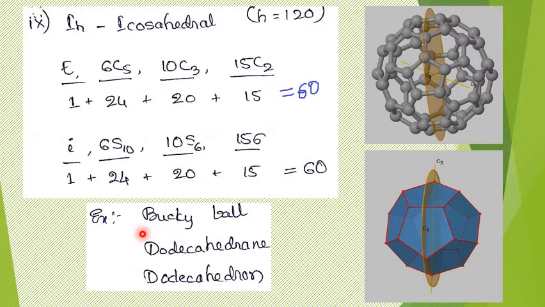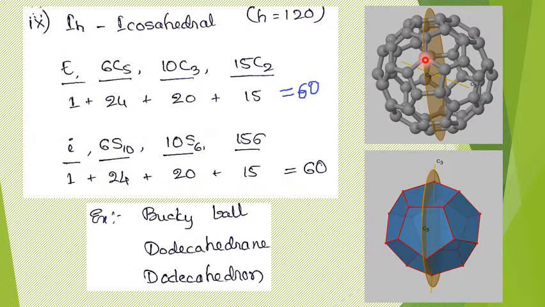So very few examples are available. One such example is this buckyball. We know this C60, Buckminster Fullerene. It goes to this icosahedral point group. You know that this is made up of 6 membered rings and 5 membered rings.